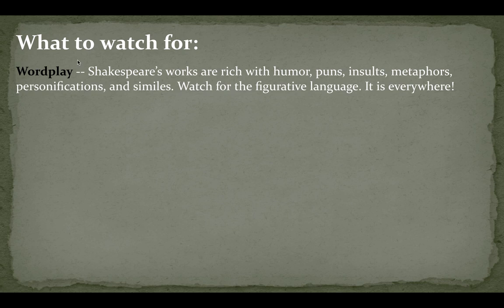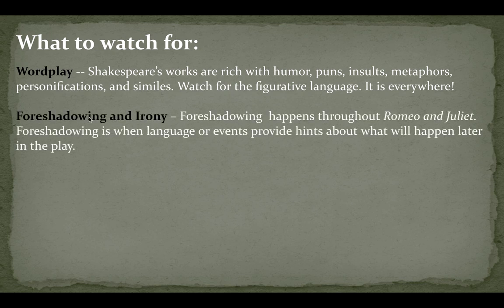Some of that wordplay is just in how it sounds and the rhythm of it. So not just what we've listed here, but other stuff as well. It's everywhere. It's really what makes Shakespeare Shakespeare. All this wordplay. We're going to see foreshadowing and irony. Now, foreshadowing is when there are events or dialogue that give us hints as to what's going to be happening later. And sometimes we don't know if something is foreshadowing until after the event happens, so we can go back and take a look at that.